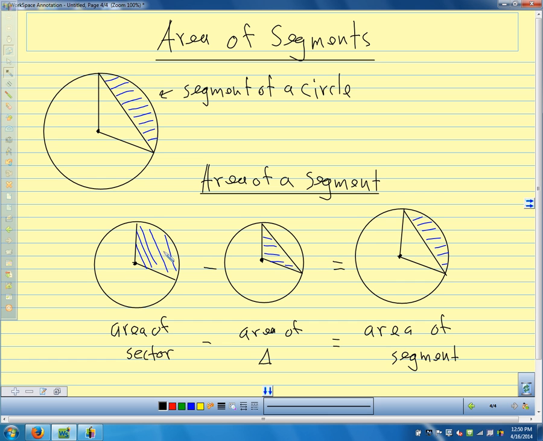We find the area of the sector, subtract the area of the triangle, and that equals the area of the segment. I would recommend writing this equation: area of sector minus area of triangle equals area of segment. And you could also draw this little picture in there to help you remember how this is going to work.